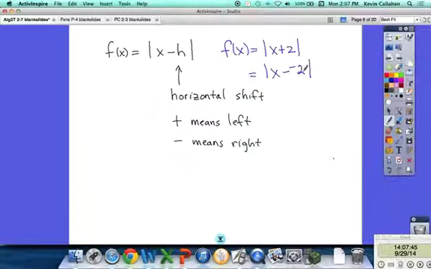But most of the time, you're just going to be looking at that. When you see a plus sign, you're going to think, go to the left. You see a minus sign, go to the right. Good.